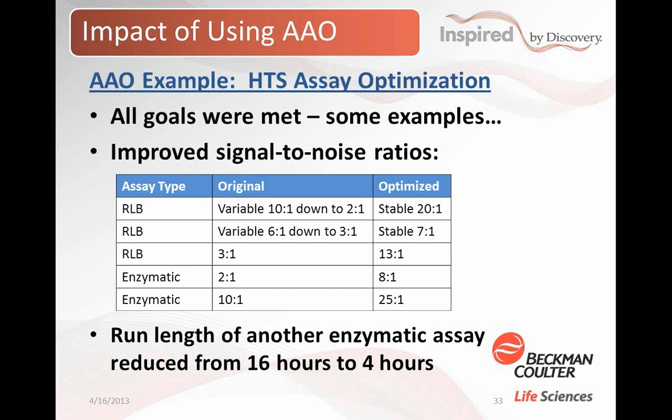You can read through the table there to see some of the other improvements. They also had an enzymatic assay that was catalytically bound, and they had trouble getting it to run in anything less than about 16 hours. And they were able to improve that by 4-fold. And so they could run multiple assays per day instead of a single one overnight.